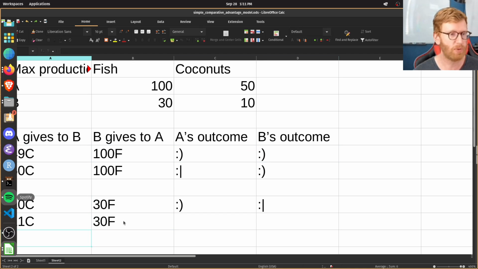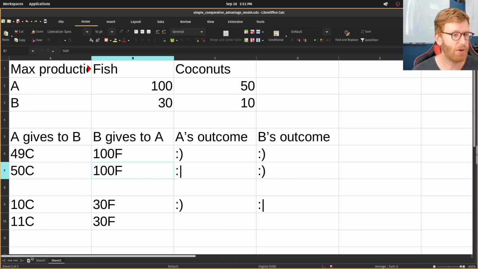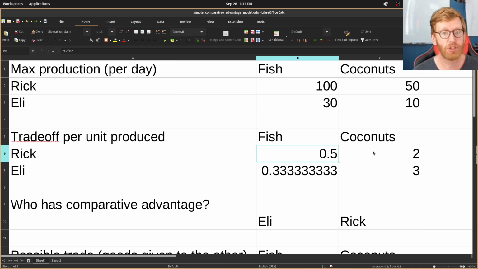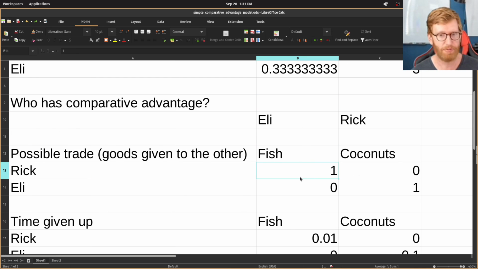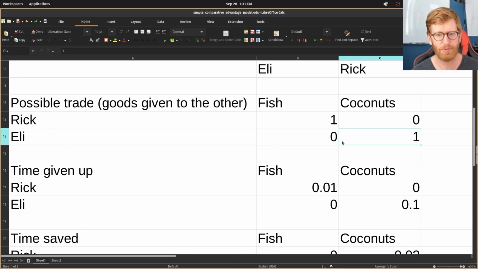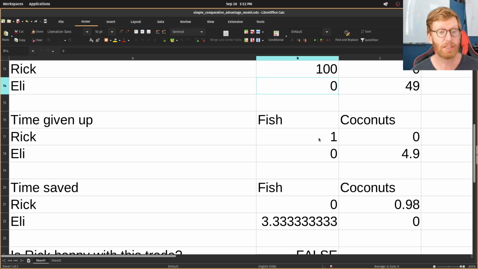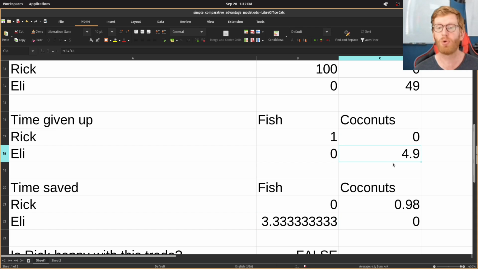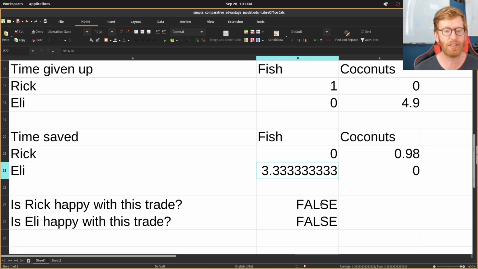let's find one of these trades we liked. 49 coconuts for 100 fish. Let's try it out. 49 for 100 fish. And so now we can see that I am giving up 1 day, but I am saving 3 1/3 days. Eli is giving up 4.9 days. I'm giving up 1 day and saving 98% of the day. Eli is giving up 4.9 days and saving 3 1/3 days.